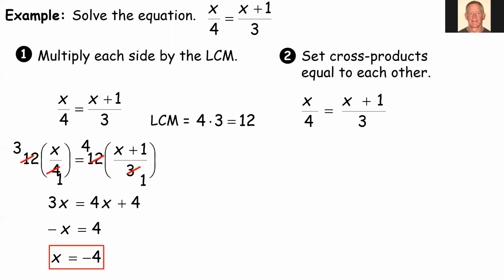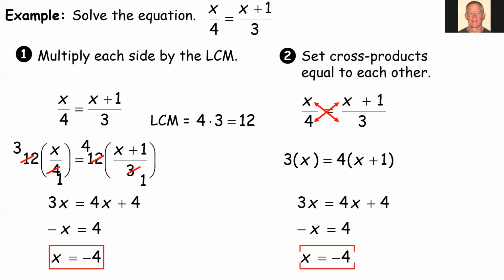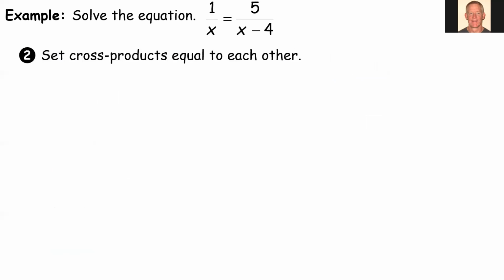All right, the other side here, cross products, right? So we're going to say 3 times x and then 4 times x plus 1. So go ahead and distribute, and we can see we're right back to where we were on the other equation, and we get the same result, x equals negative 4. All right, let's try another one where we set the cross products equal to each other.